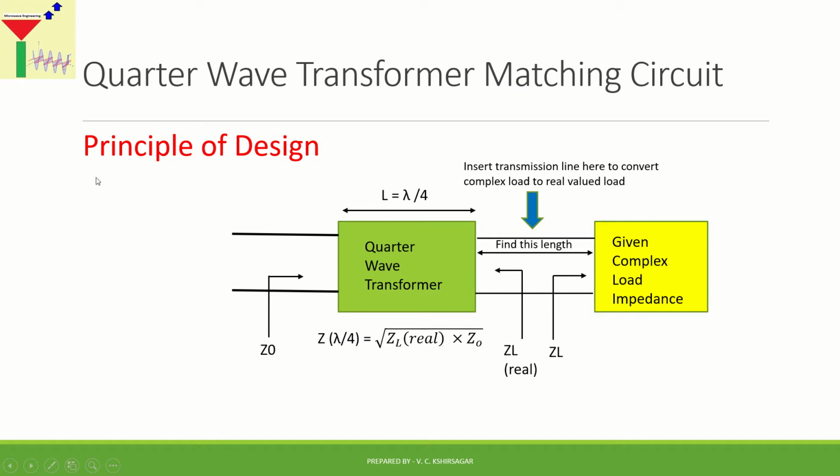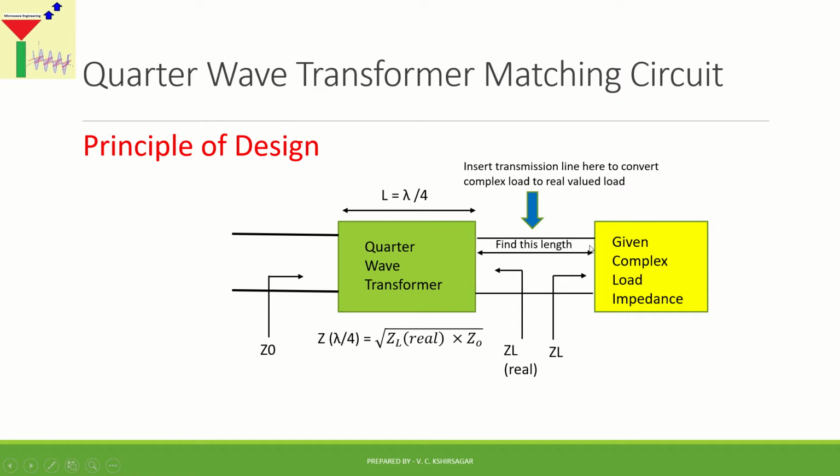Okay. So this is the principle of design of quarter wave transformer. Here the diagram, the illustration clearly shows you what is the principle involved in design of quarter wave transformer. We will start from the right hand side over here, where we have been given a complex load impedance value. This complex load impedance we want to match on the left hand side with a transmission line. The characteristic impedance of the transmission line is 50 ohm, or it is indicated with Z0 nominally.